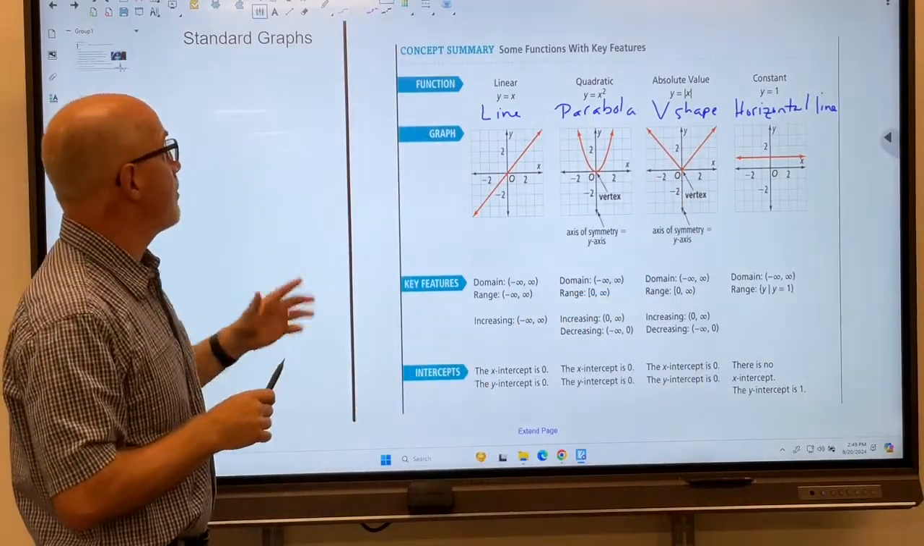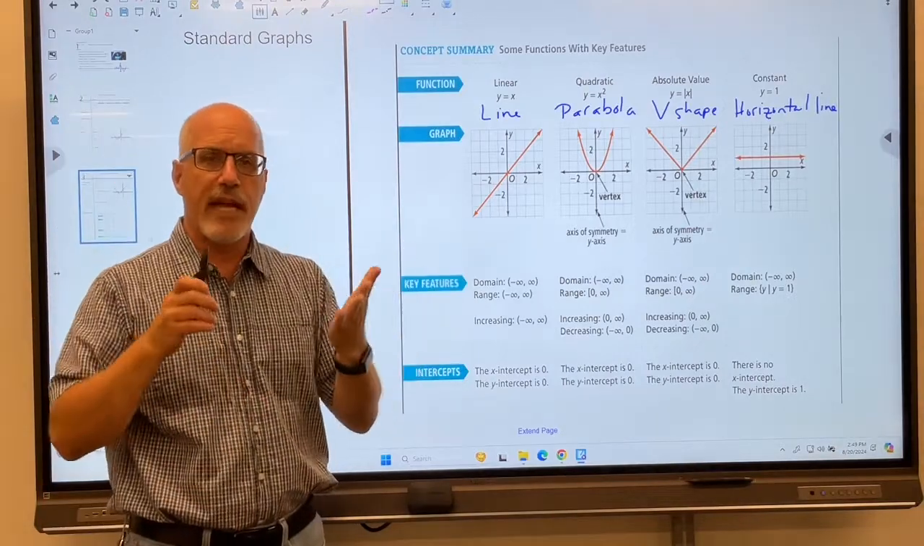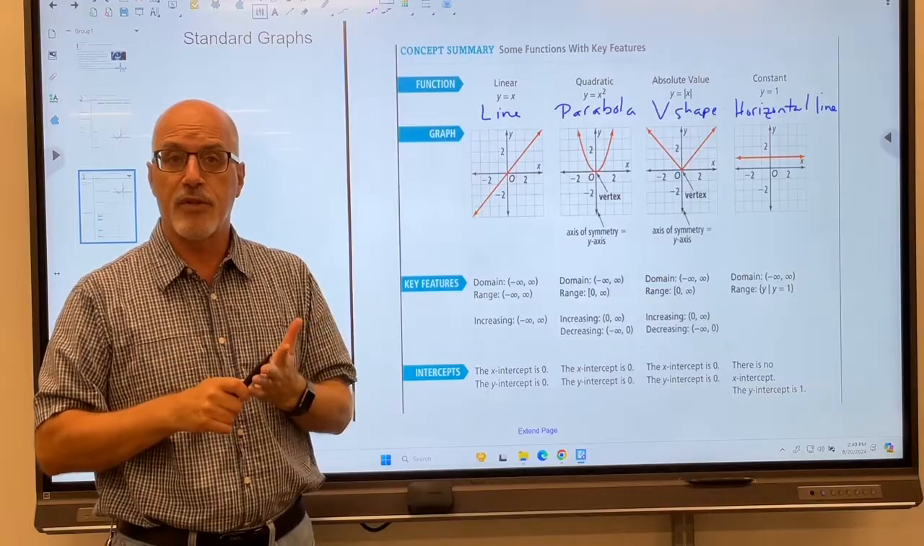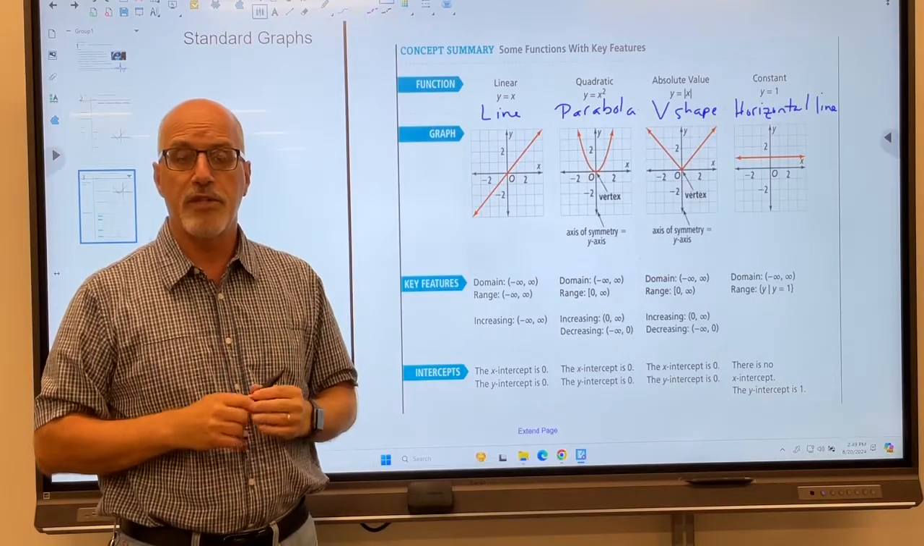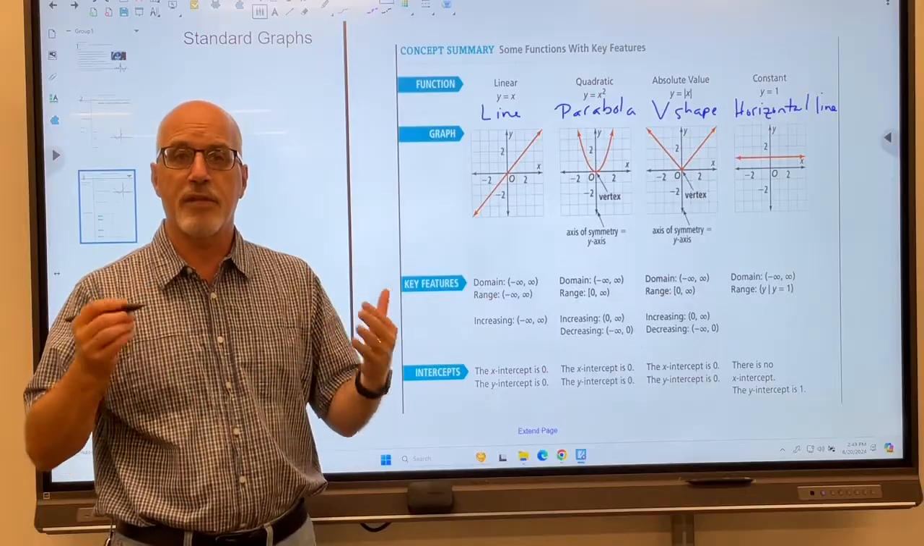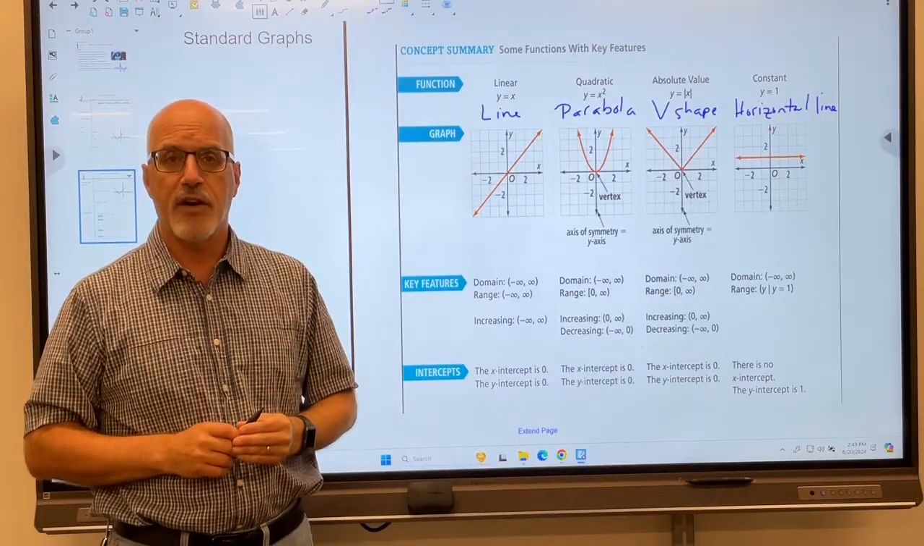So we have looked at our standard graphs, we've looked at interval notation, set builder notation, and some formulas to go with that. This will help us get started with some of the vocabulary and some of the notation here at the beginning of Honors Algebra 2.